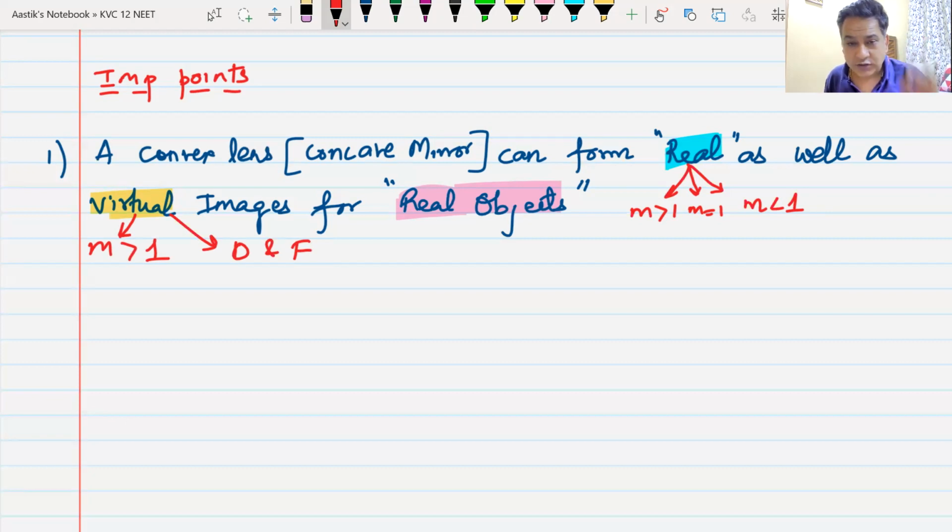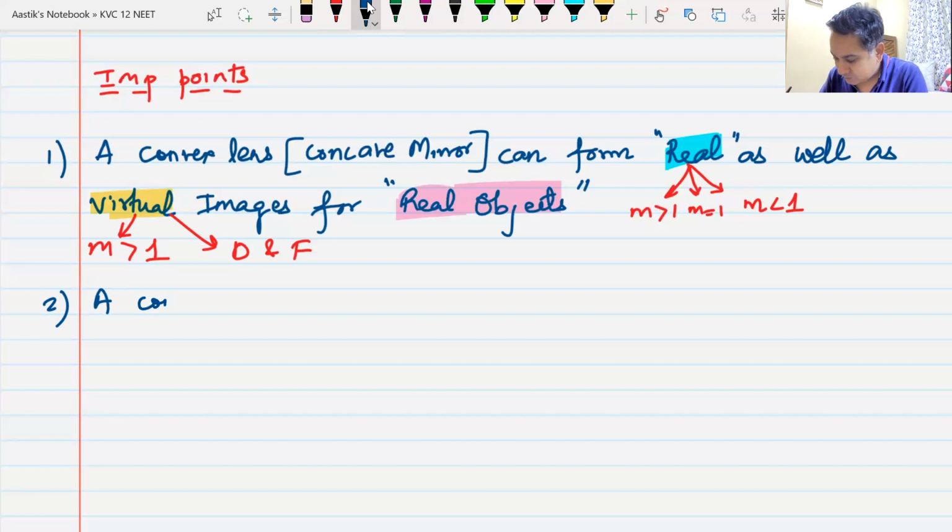And they are always magnified. So if you have a lens which forms virtual magnified image, it has to be which lens? For real objects, if a lens makes virtual magnified images, which type of lens is it? It has to be a convex lens. Do we understand this? Yes or no? We understand this? Yes, sir.